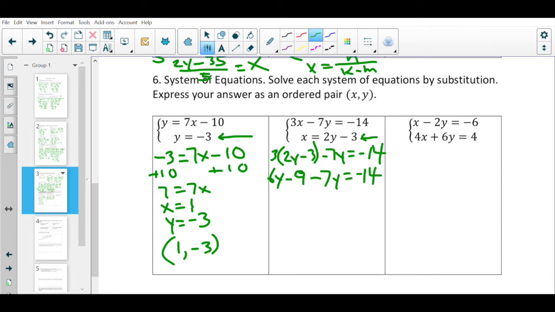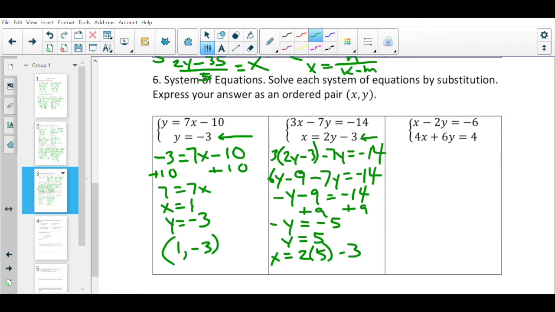Alright. Combine like terms, that's -y minus 9 equals -14. Let's isolate y. -5. Right? Divide by -1, that's y equals 5. And then plugging that back in, x equals 2 times 5 minus 3. x equals 10 minus 3 equals 7. So the ordered pair is 7, 5.